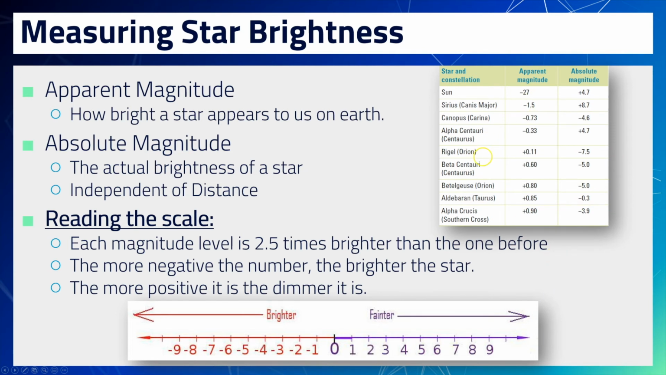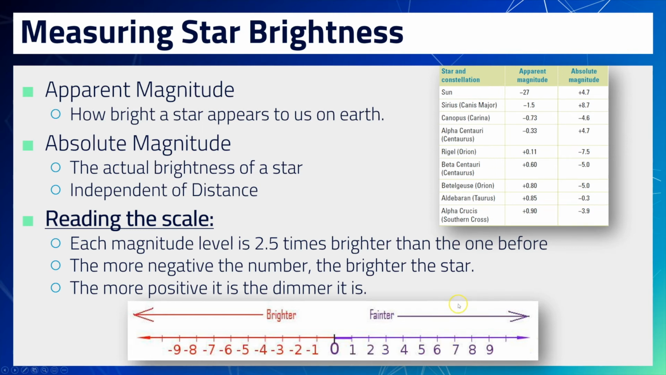So here in our table, if we look at the sun, for example, the sun has an apparent magnitude. So this is how bright it appears to us. It has a really negative apparent magnitude, which means it appears really bright to us, negative 27. So it appears really bright. But if you look at how bright the sun actually is, it's actually on the positive side of the spectrum. Its actual brightness is pretty low. It's on the pretty dim side of the spectrum.